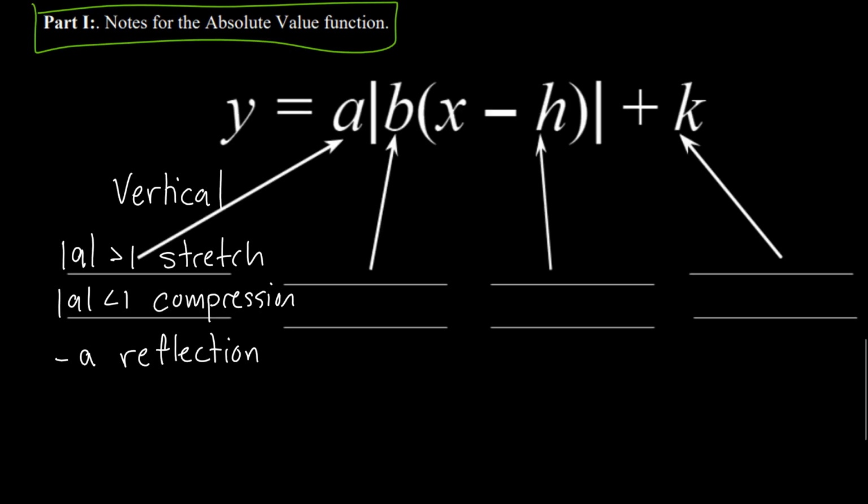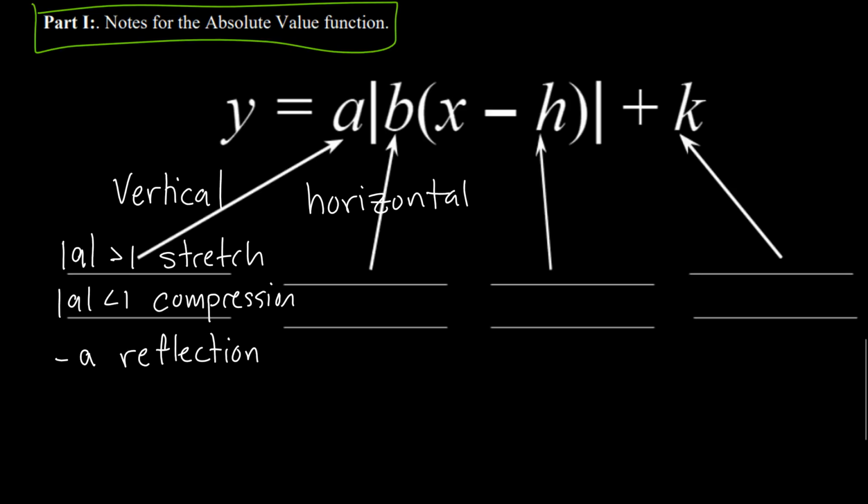The next letter, B, we are actually not dealing with in this unit, but I do need to introduce it to you. B is your horizontal transformations. As you can see, B is inside the absolute value, and I'm going to tell you right now, anything inside your absolute value is always going to be backwards. So horizontal is inside the absolute value, it's backwards from vertical.